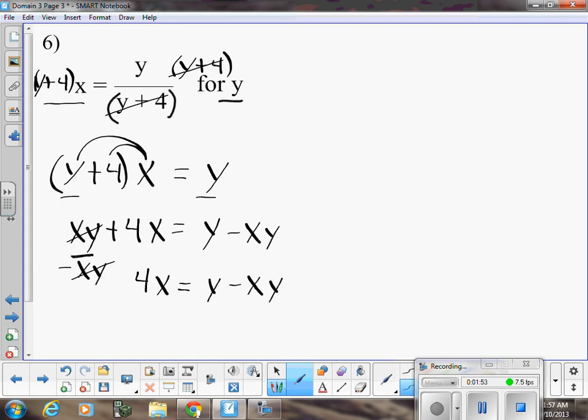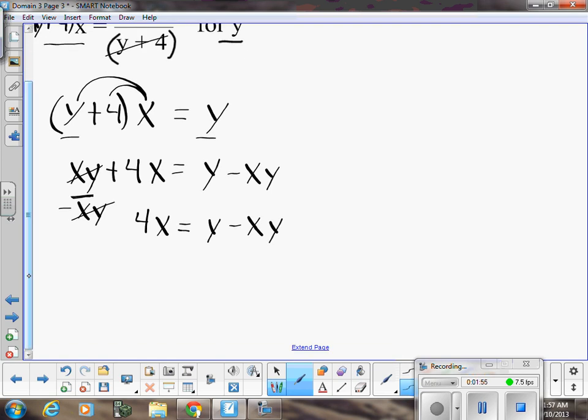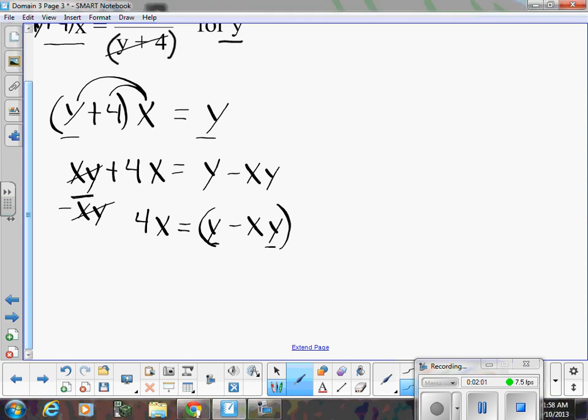And the reason we did it like this is so that we could use our distributive property on this part of the problem. By using the distributive property, we can distribute out a y. So we're factoring out a y. That leaves us with 1 minus x. Right? On the left-hand side, we still have our 4x. Okay, we still have that.